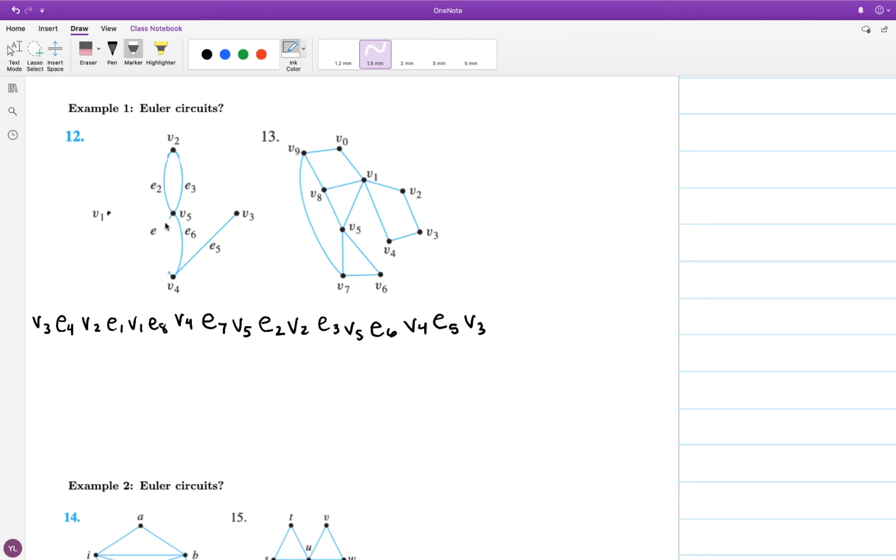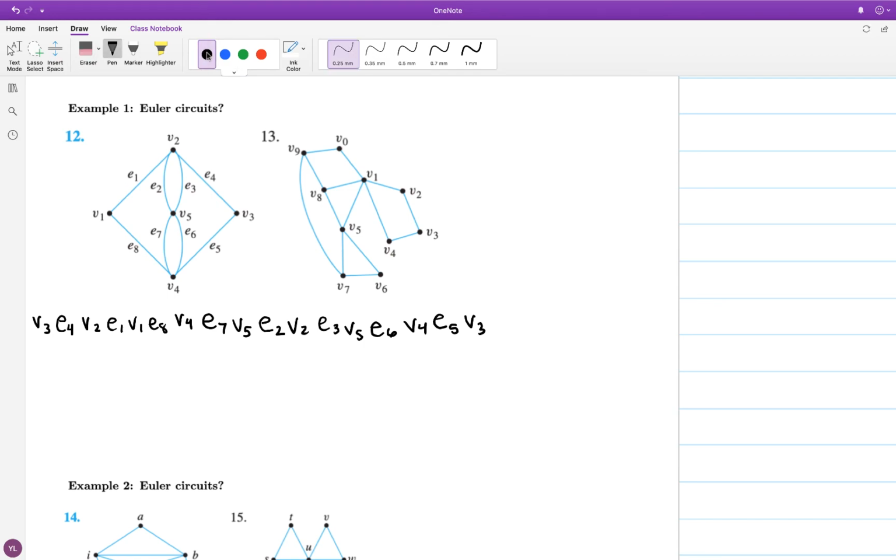E7 goes, then E2, then E3, erasing V2. I'm at V5 and I cross E6, which is a bridge at this point. Erase that, then E5, and finally to E3. So that's a visual of going through the algorithm to create this Euler circuit.